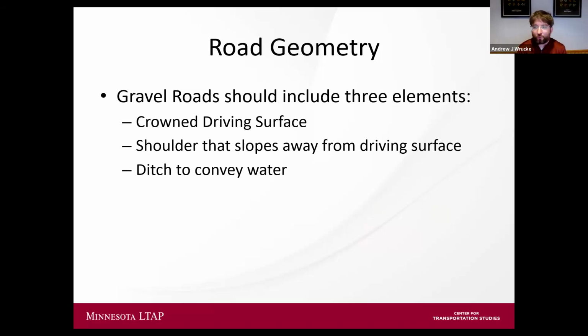The optimal crown is 4%, or a 1/2 inch drop per foot of width from the center line. You also need a separate shoulder that slopes away from the driving surface, and it also acts as a transition between your roadway and the ditch. And then also a ditch to convey water.